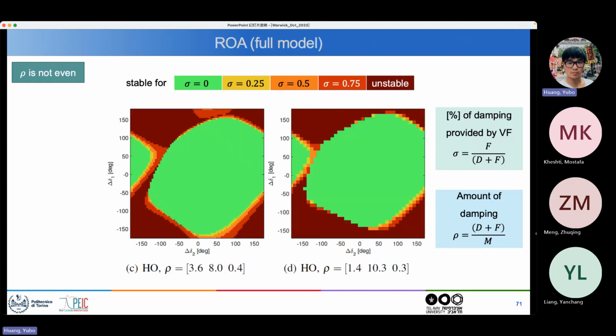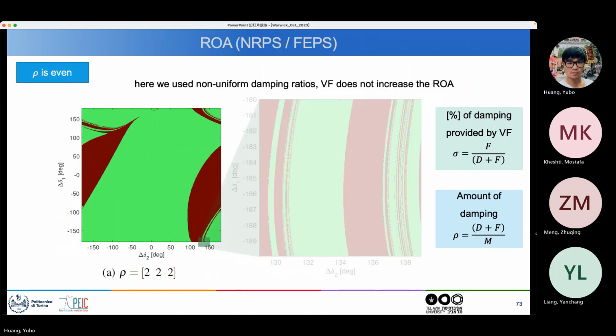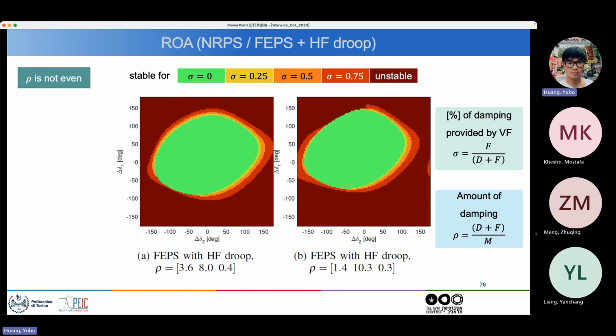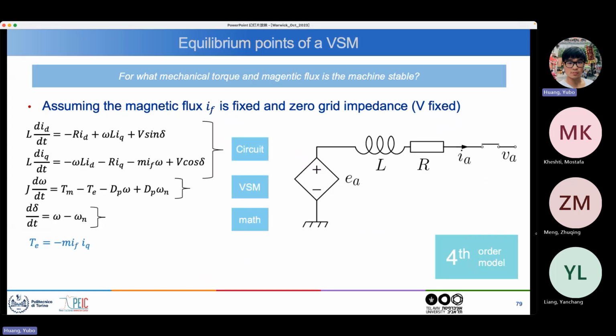These are the regions of attraction of the equilibrium point. So here we do regions of attraction, and we show that as you increase virtual friction, the region of attraction of the stable equilibrium grows.